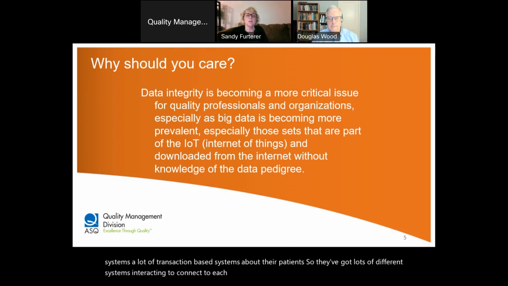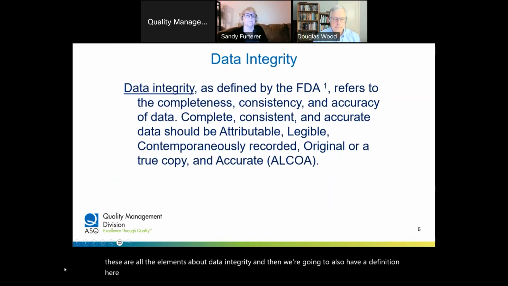And we're now starting to get into what is called big data, where you've just got so much data that you can find even out there on the internet. So when you go and surf on the internet, how do you know where that data's been? How do you know who created that data? So these are all the elements about data integrity. And then we're going to also have a definition here for data pedigree.